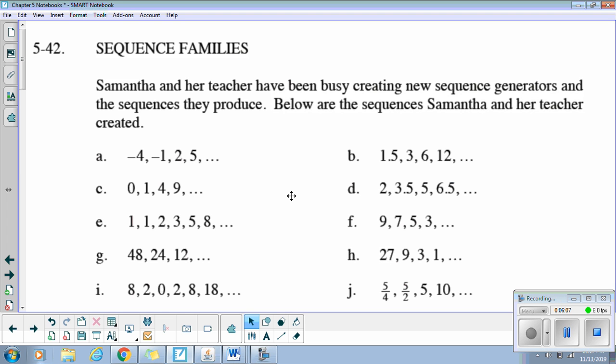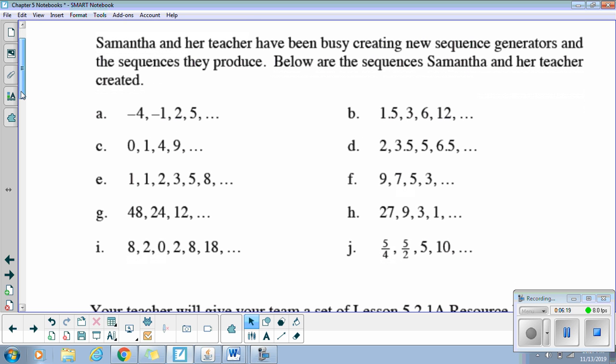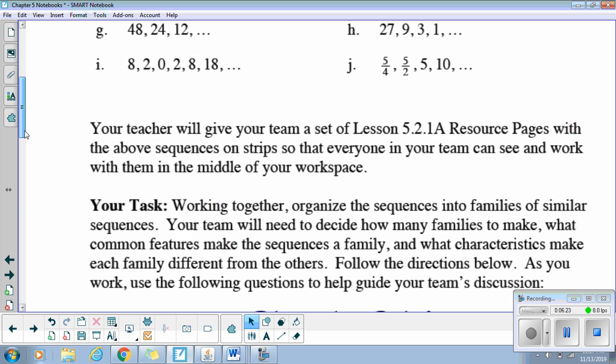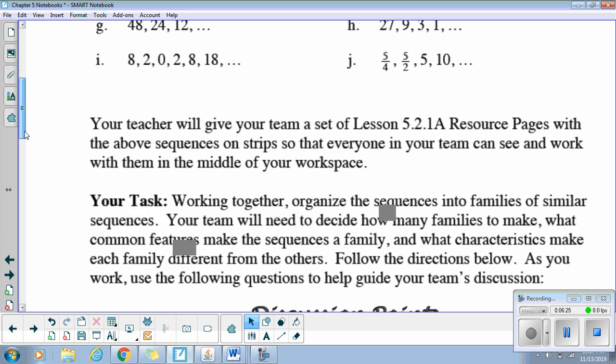All right, so Samantha and her teacher have been busy creating new sequence generators, and the sequences they produce below are the sequences Samantha and her teacher have created. So you should have A through J on pieces of paper provided by our guest teacher. Your teacher will give you a set of resource pages with the above sequences on them so your team can see and work together in your workspace.